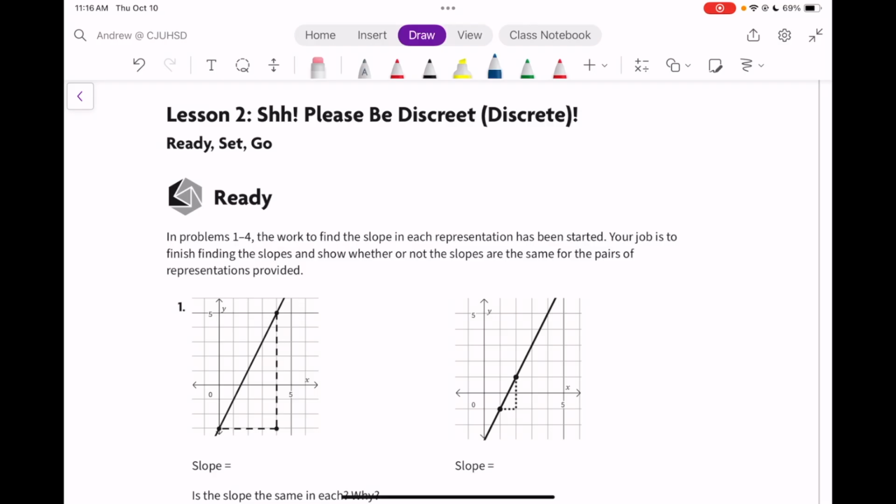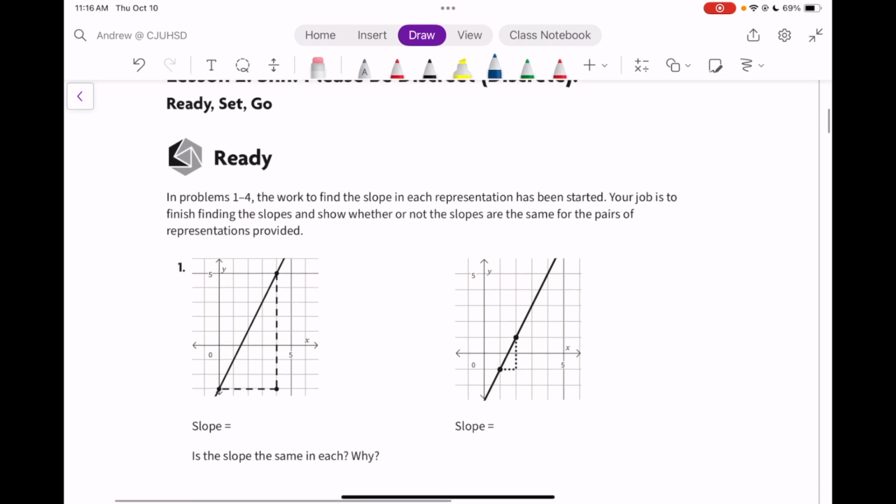Let's do the Ready, Set, Go on Lesson 2. In the Ready section, we're working on the slope.